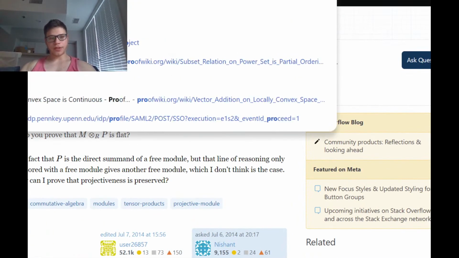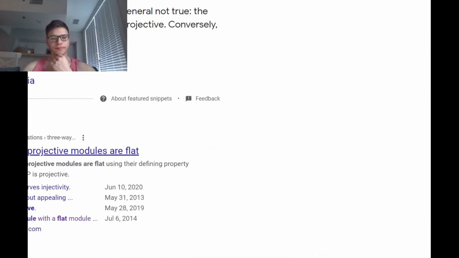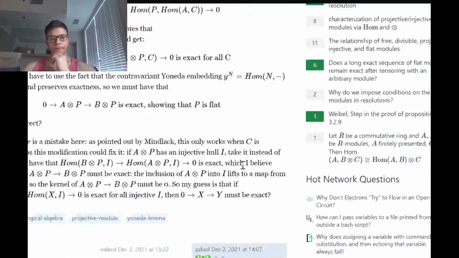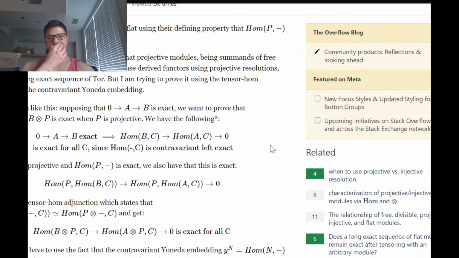Okay, so a projective module is flat. First of all, suppose you have a left exact sequence. You only need to check left exactness, because tensor always preserves the right exact part. If P is projective, we have that.